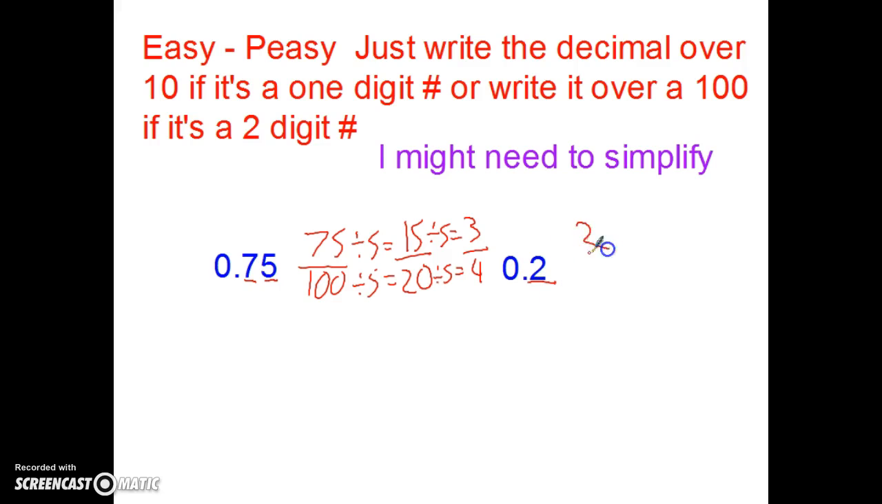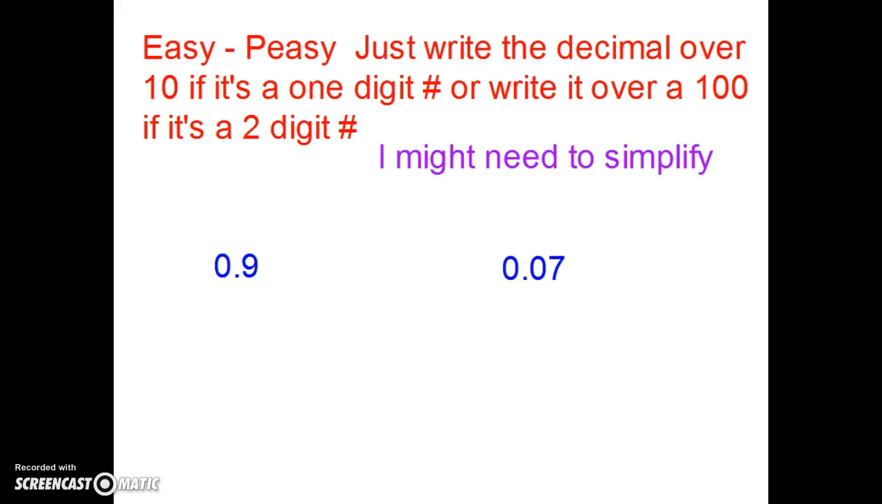0.2 only goes to the tenth spot, so I got 2/10. They're both even. I'm going to divide by 2. 2 divided by 2 is 1. 10 divided by 2 is 5. So 0.2 is the same as 1/5. A couple more for you to try.